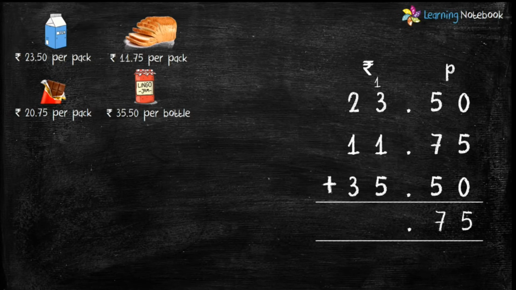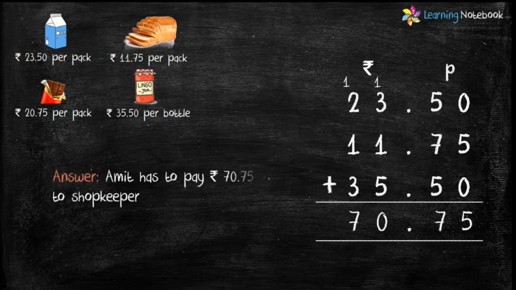Now 1 carry plus 3 plus 1 plus 5 equals 10. Regroup 10. 0 comes in the answer and 1 gets carried over. 1 carry plus 2 plus 1 plus 3 equals 7. So students, Amit has to pay 70 rupees and 75 paise to the shopkeeper.